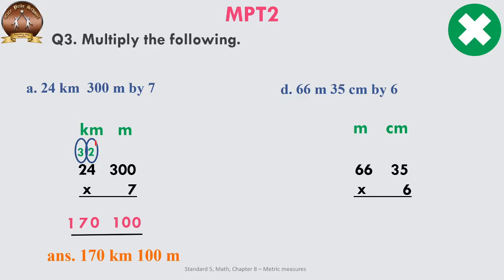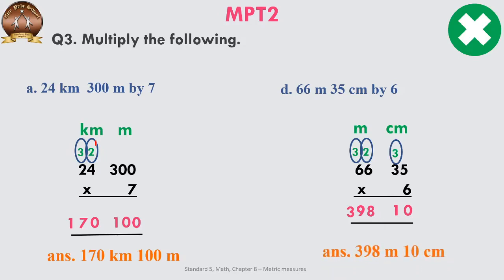Okay, 6 5s are 30, so 3 is carried and 0 comes here. 3 into 6 is 18 plus 3 is 21, so 2 carried there and 1 down. 6 into 6 is 36, 36 plus 2 is 38, 3 carried, and 6 into 6 is 36 again, plus 3 is 39, so 39 is the next number. Now the answer comes as 398 meters and 10 centimeters.